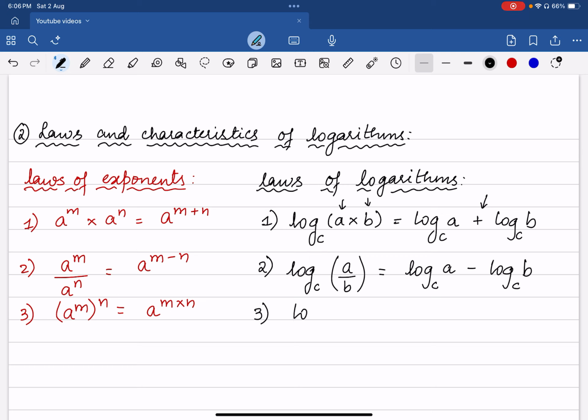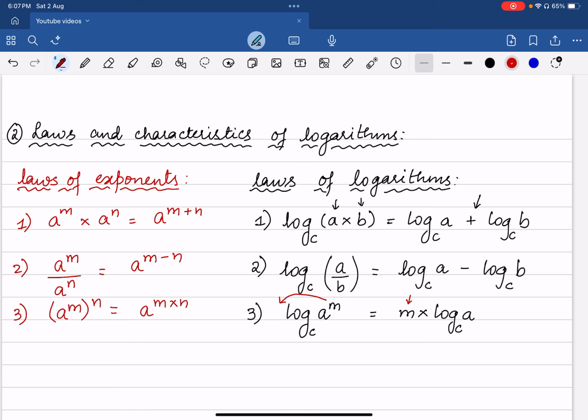Similarly, the third law is log of a raised to m. This becomes m times log of a. Again, the base has to be the same. So here, the power goes into a product. See, power goes into product.